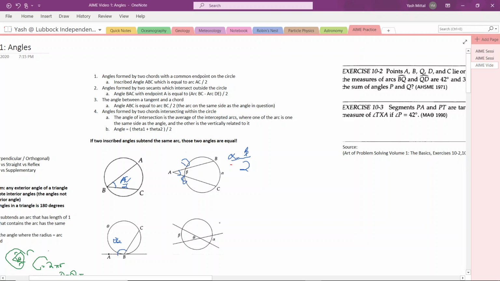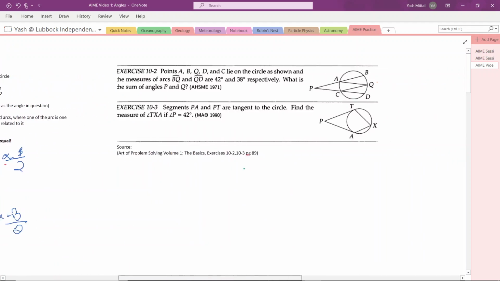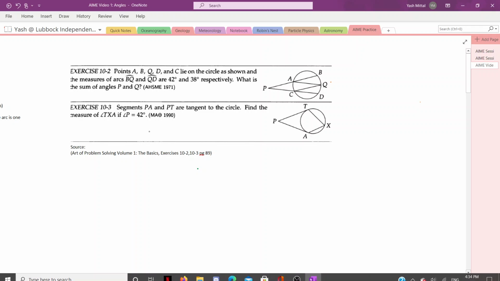And theta would be equal to alpha plus beta over 2. And using vertical angles, we know that this is also theta. And this angle right here is 180 minus theta. All right. So remember, you just average these two arc lengths over 2, that the chords subtend. Now we can use these formulas to solve one of these problems, and I'll be solving exercise 10.2.